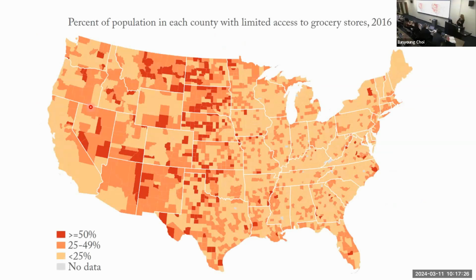And this is just a map we made at the county level, trying to understand if there was some kind of spatial signal in terms of the population with limited access to grocery stores.